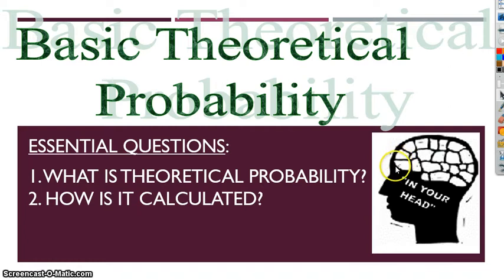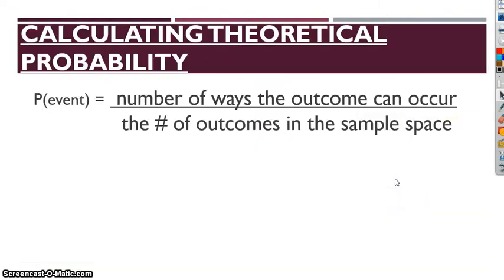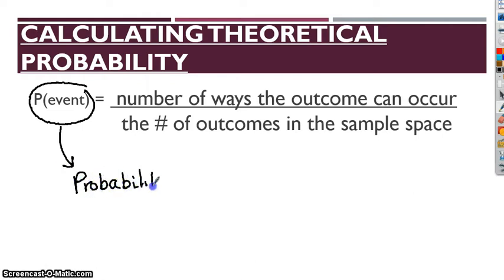So our focus in this lesson is going to be on basic theoretical probability. We're going to look at what it is and how it's calculated. To calculate theoretical probability, we see this notation. All this means is the probability of some event, and we'll fill that in. It could be the probability of getting heads, the probability of getting doubles, the probability of rain. This is how you note the probability of an event.